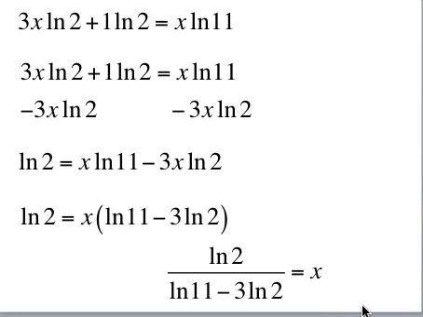So when you don't have common bases to work with, it is best to apply a logarithm to both sides. I prefer to use a natural log.